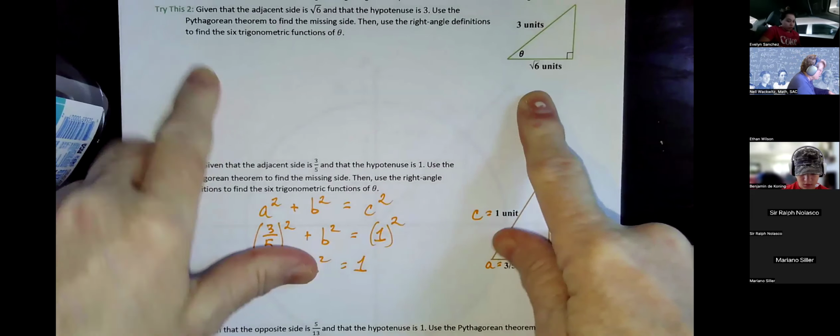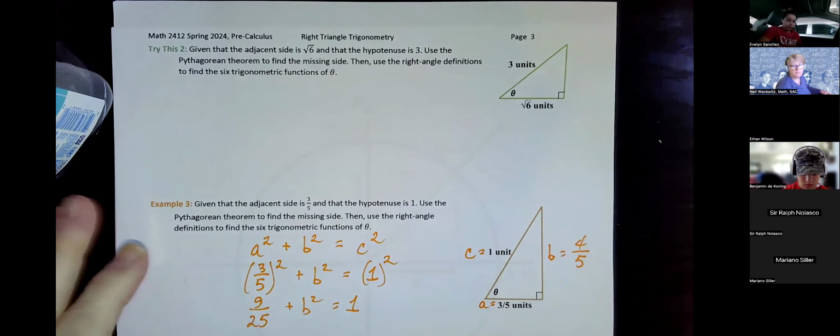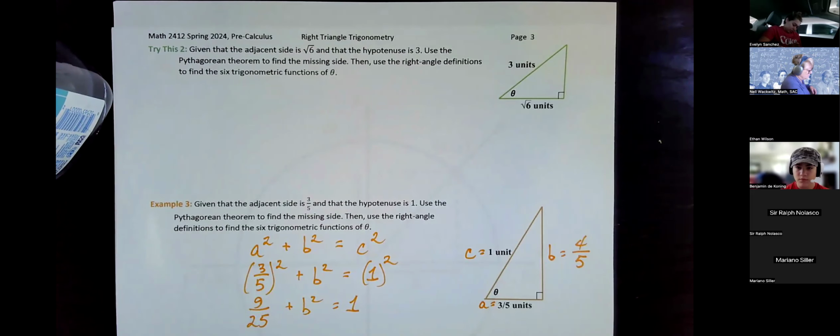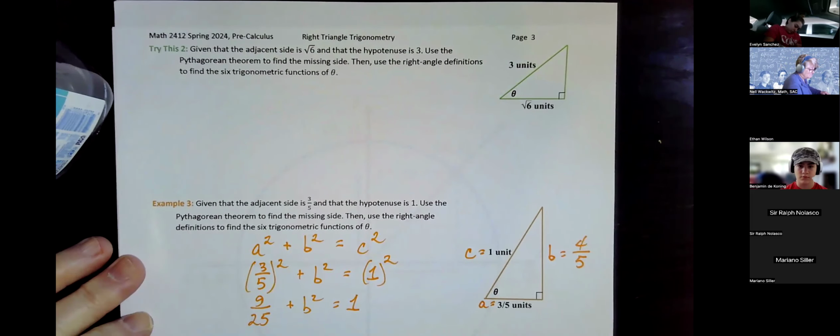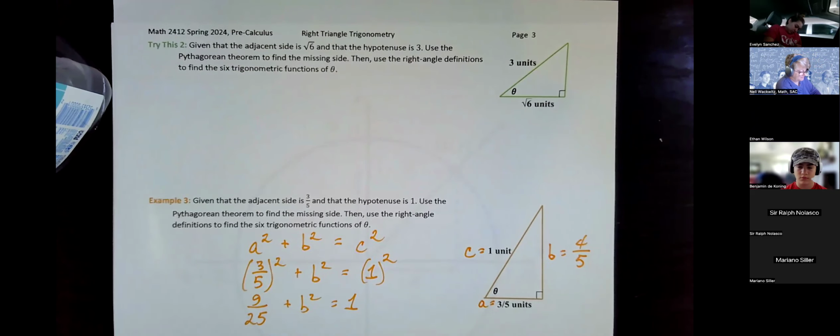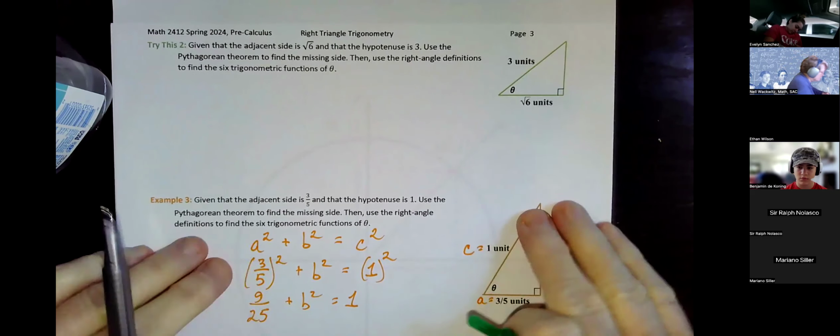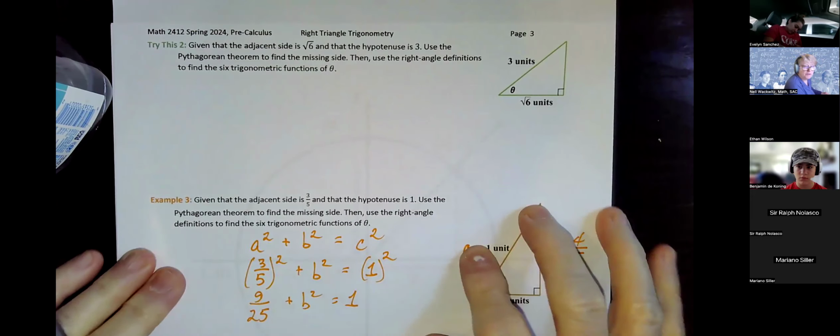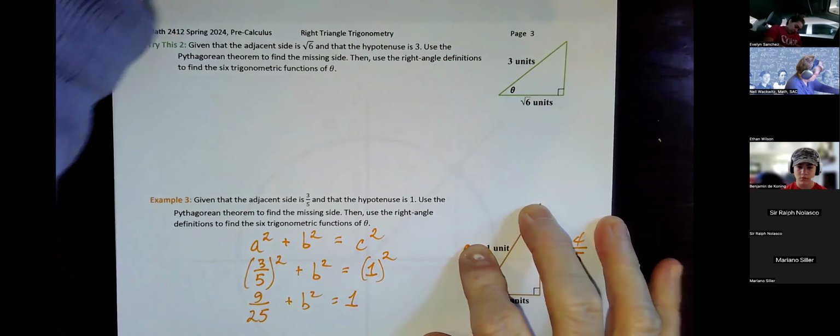And now let's do the try this together. So try this number 2. Let's see if, just as a review of dealing with square roots.